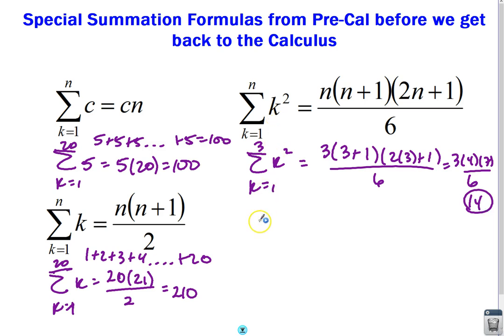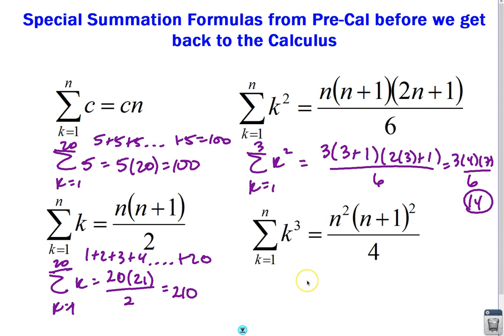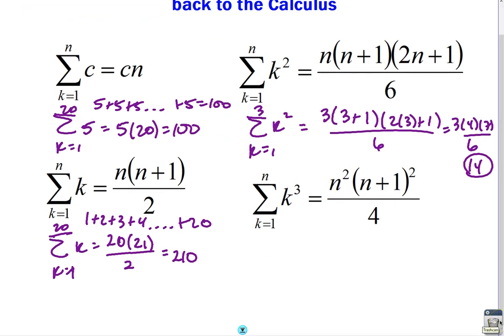The last one we're going to talk about today is k cubed. Okay, so the summation from 1 to n of k cubed is n squared times n plus 1 quantity squared over 4, okay? And I have an example on the next slide, so I'm just going to go ahead and go to that.